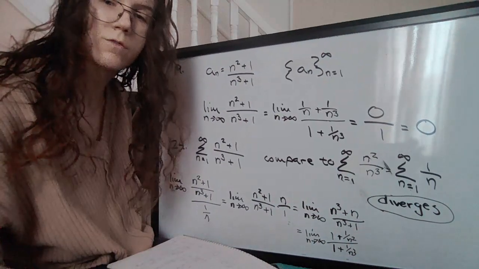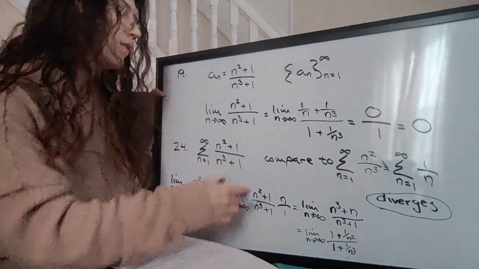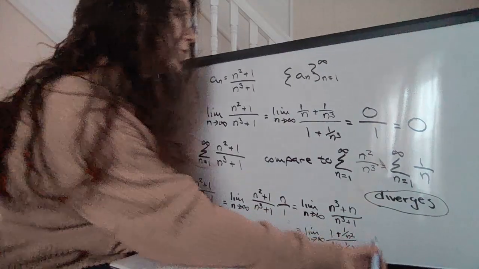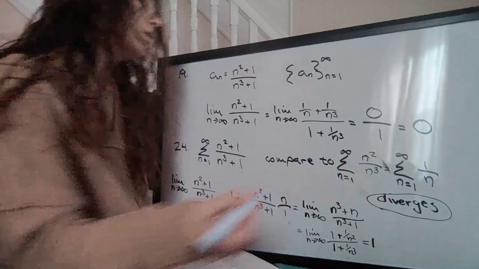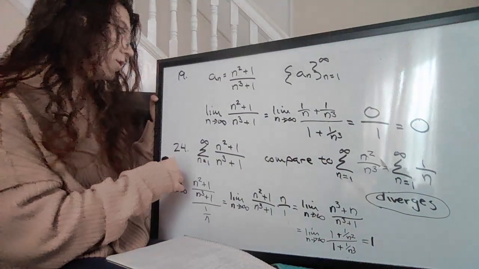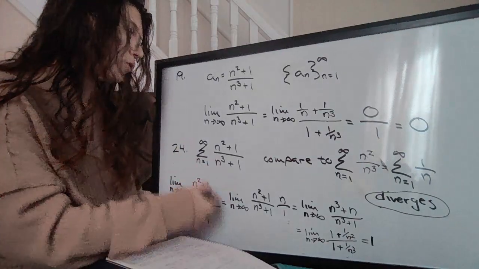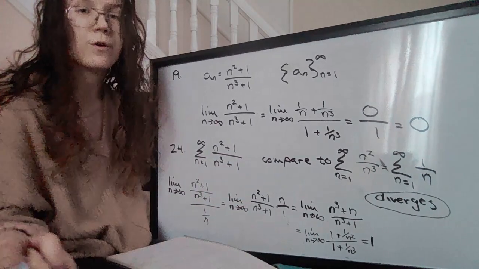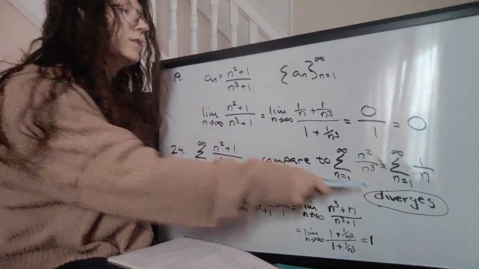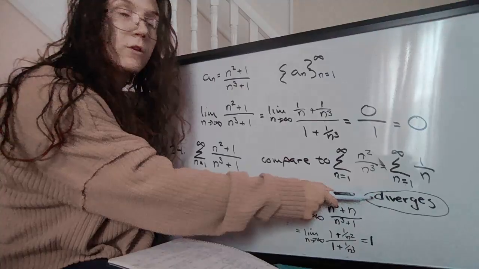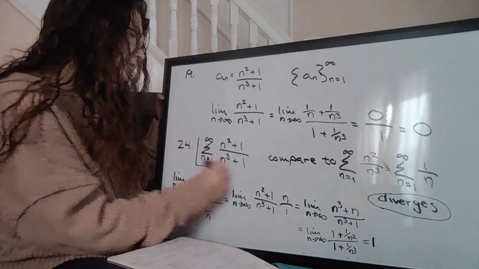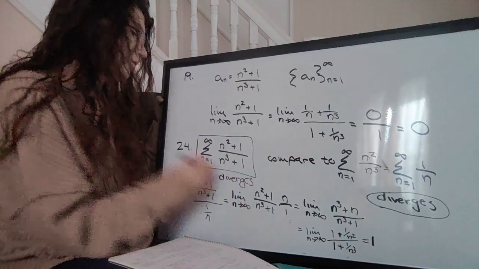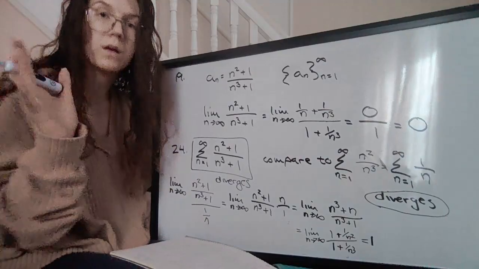My handwriting is getting funky, but I think you can follow these steps. And then if we plug in infinity, we get 1 plus 0 over 1 plus 0. So this equals 1. So since our limit of the ratio of both of our series equals 1, they both either diverge or converge. And since we compared to something that diverges, then this diverges by the limit comparison test.